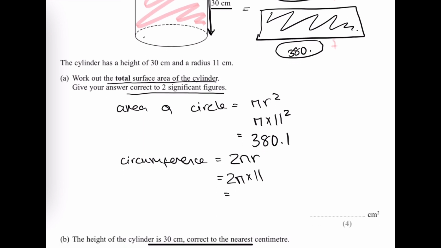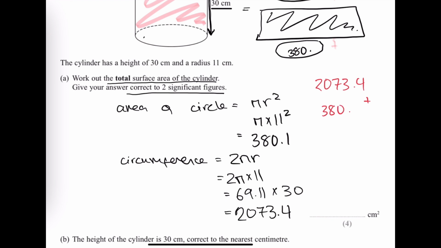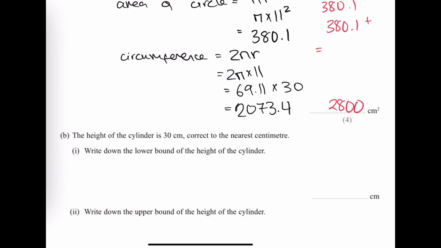So that means that the area is 69.11. Now we'll just times it by 30, so that the answer is 2073.4. So now what we're going to do is 2073.4 plus 380.1 plus 380.1, because remember there is the bottom and the top, and if we add them all together, we know that the answer would be 2800. Of course, this is two significant figures, so make sure you know how to round.